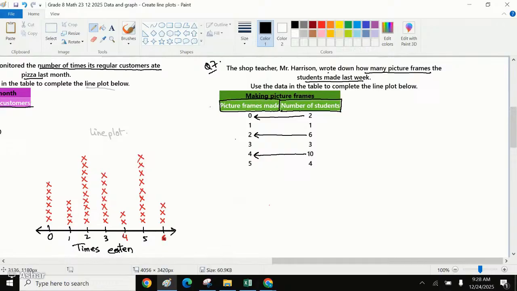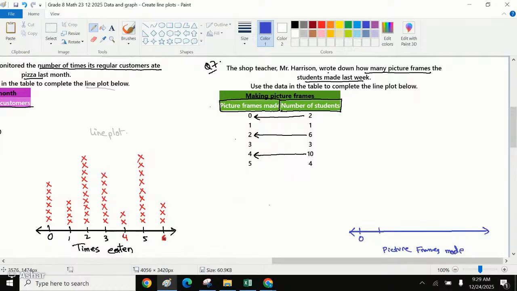The information is given to us. So what we do is we make the horizontal axis first. We take the horizontal axis and we say it is labeled with picture frames made. These were the number of picture frames made. The minimum number of frames made was 0 and the maximum was 5.